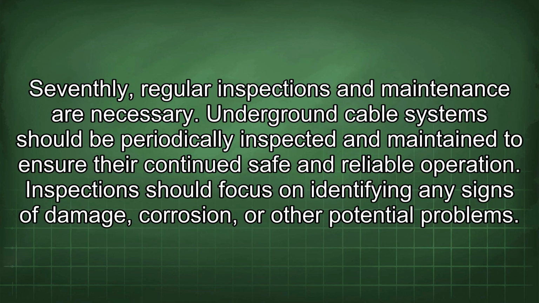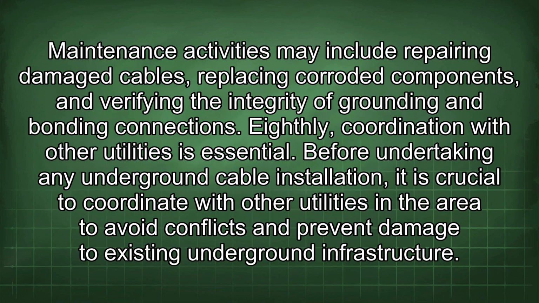Seventhly, regular inspections and maintenance are necessary. Underground cable systems should be periodically inspected and maintained to ensure their continued safe and reliable operation. Inspections should focus on identifying any signs of damage, corrosion, or other potential problems. Maintenance activities may include repairing damaged cables, replacing corroded components, and verifying the integrity of grounding and bonding connections.